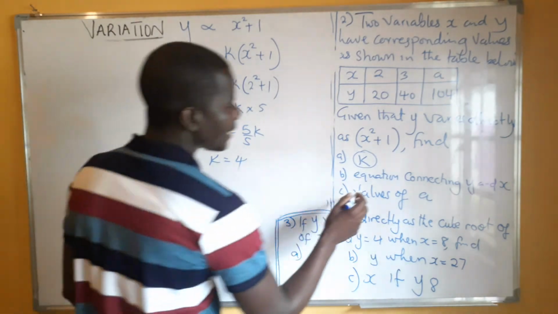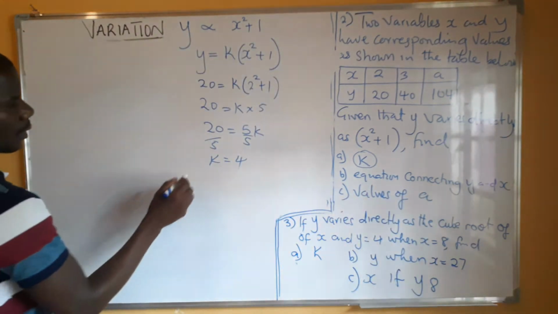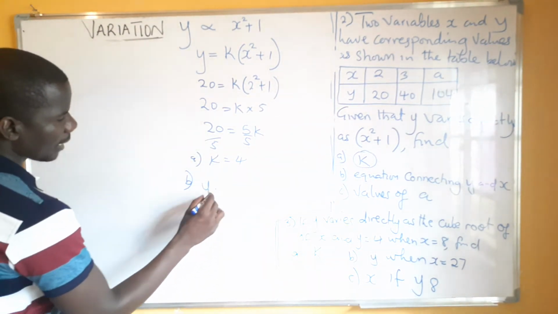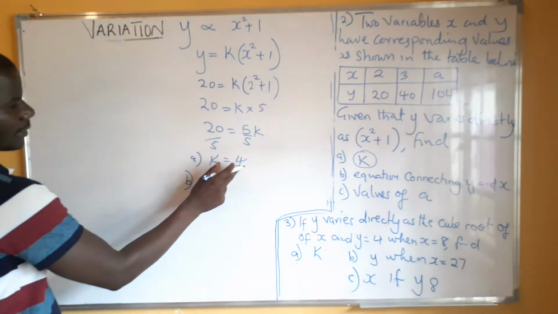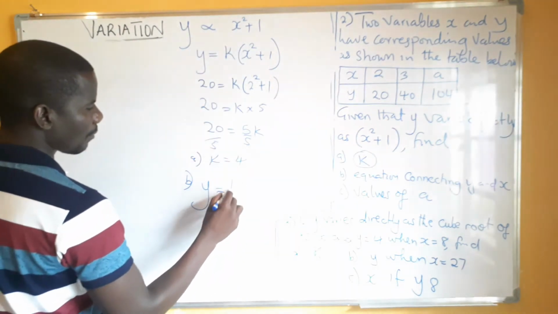Then write the equation connecting them. The equation now is going to be this one. This is our A answer. The B, which is the equation, is going to be y is equal to this. We need to put it now. Where we have k, we need to bring this 4 now.